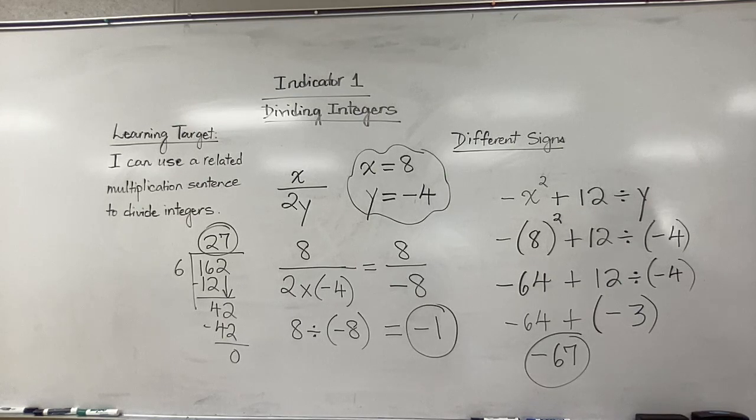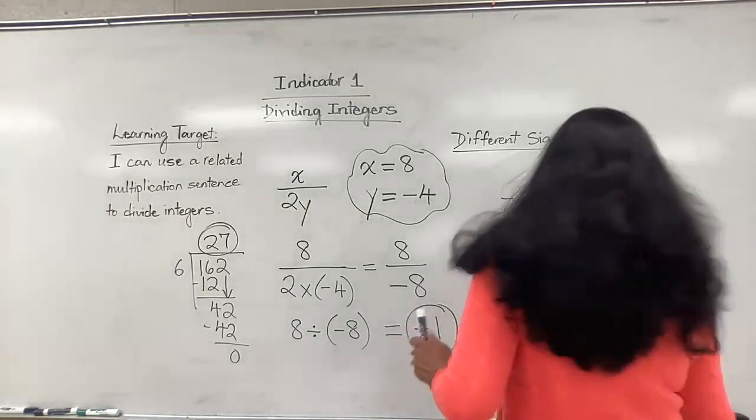One last thing I did want to do is show you how to use multiplication, because we know that division is the inverse operation of multiplication. The same way that subtraction is the inverse of addition, you can find a quotient by using a related multiplication sentence. So let's go ahead and do this one.